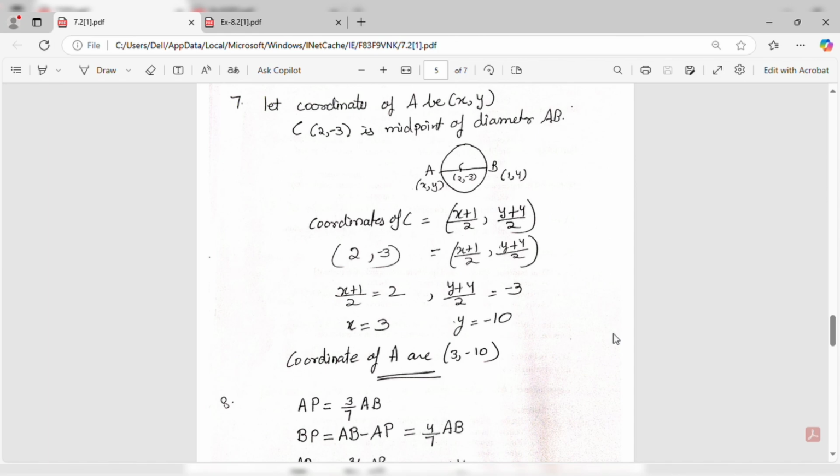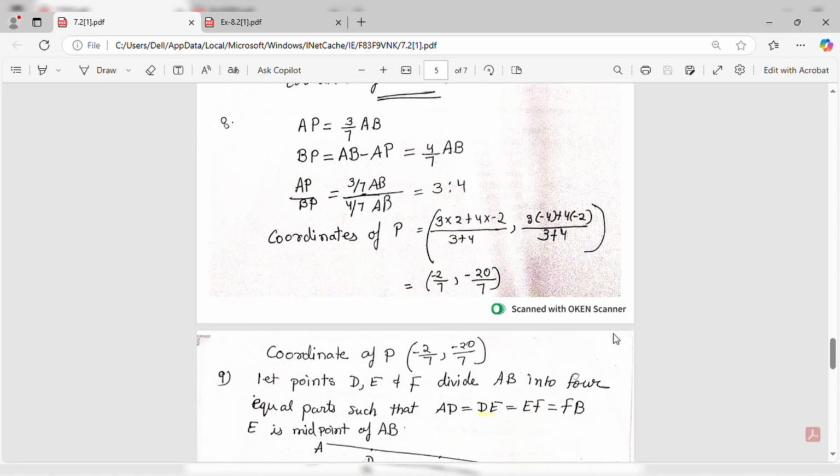Question number 8. If A and B are (minus 2, minus 2) and (2, minus 4) respectively, find the coordinates of P such that AP is equal to 3 upon 7 AB and P lies on the line segment AB. So AP is 3 upon 7 AB and BP would be AB minus AP. So we will get BP as 4 upon 7 AB. So the ratio of AP upon BP would be 3:4.